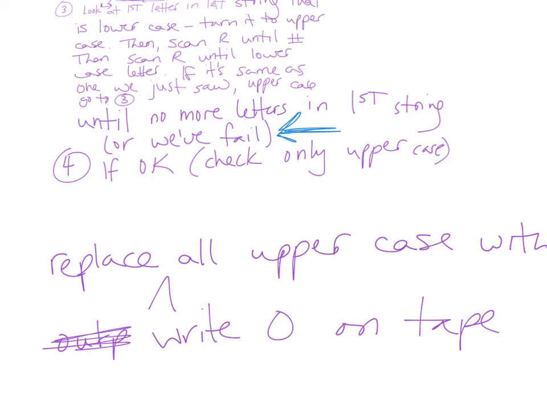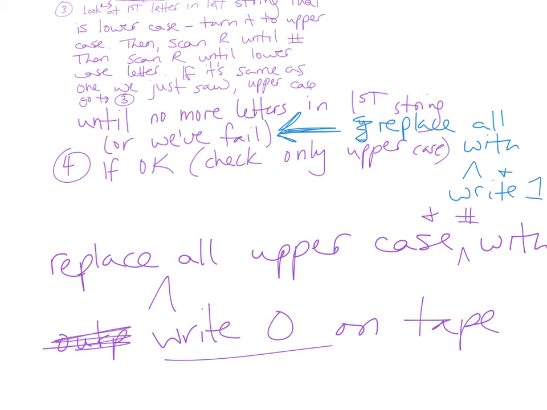You know, if we fail, then replace everything with lambda and write a 1. Otherwise, we replace all uppercase, and I guess we're replacing all uppercases and the pound sign with lambda and write 0 on the tape. So again, you get the idea here.